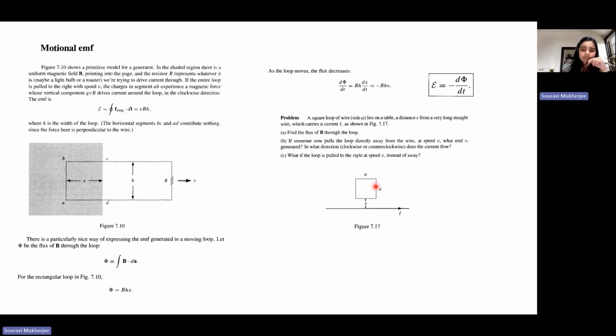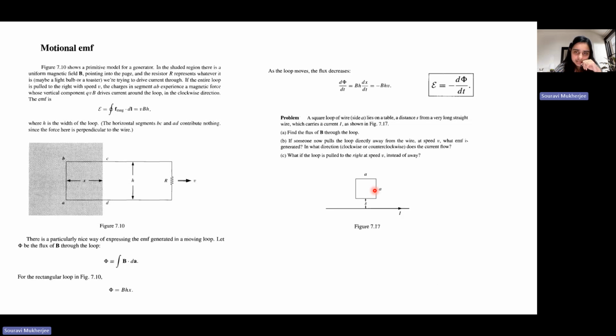While if you move the loop in this direction, in the perpendicular direction, then the flux linked to the loop would change because the field is a function of this perpendicular distance, right? So the net field associated with the loop will change, and that would result in a net EMF that would be generated. Okay.